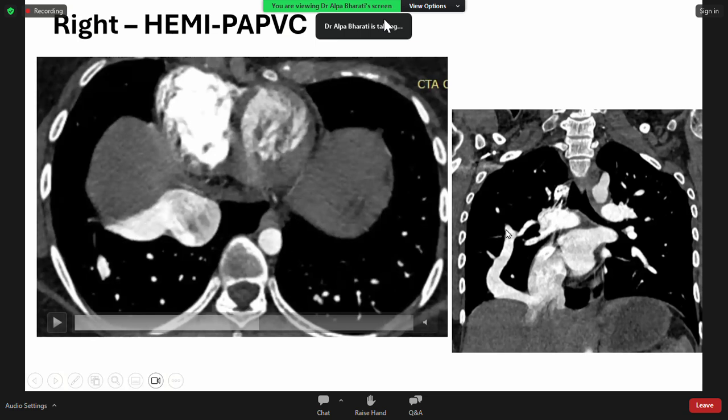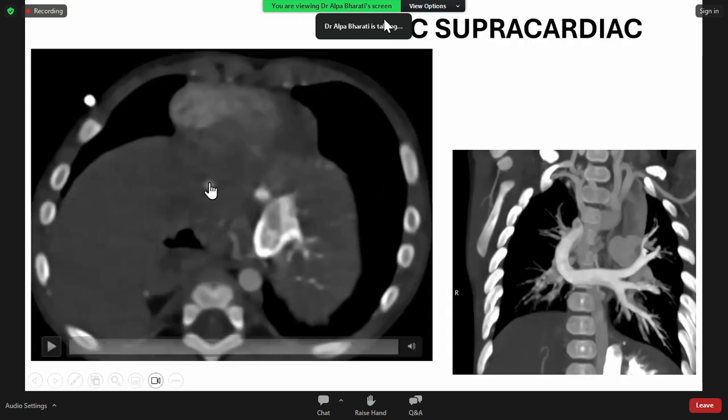So this is a hemi-PAPVC. You can see this going just into the IVC, at the junction of the hepatic vein and IVC, without any obstruction. So this is an example of right-sided hemi-PAPVC, infracardiac, without any obstruction. Okay, so we go on to the next case now.